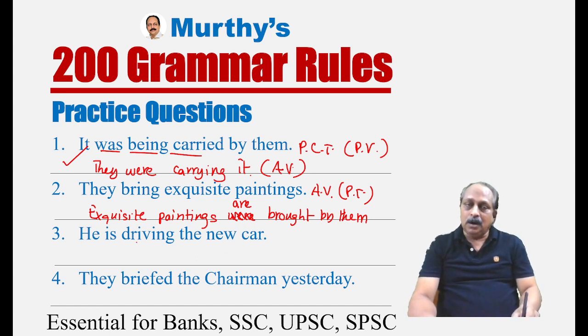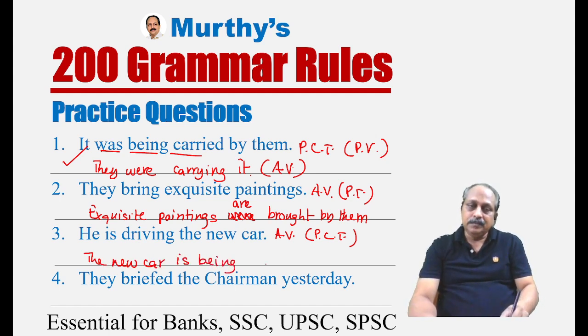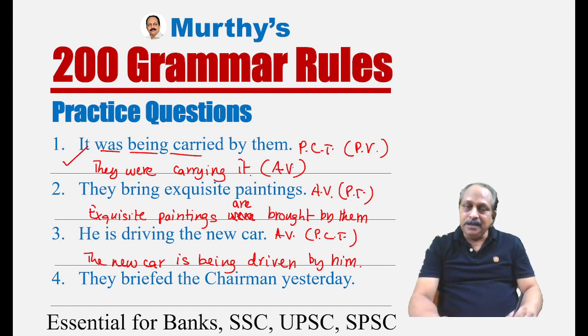He is driving the new car. This is again active voice. And which tense is it? Present continuous tense. How do you change it to passive voice? The new car is being driven by him. He is driving the new car. The new car is being driven by him. To be in the present form, any continuous tense, being is compulsory, and the verb in past participle form: drive, drove, driven. The new car is being driven by him.